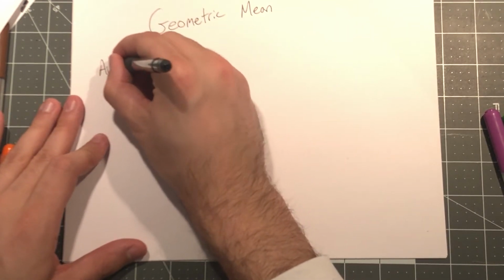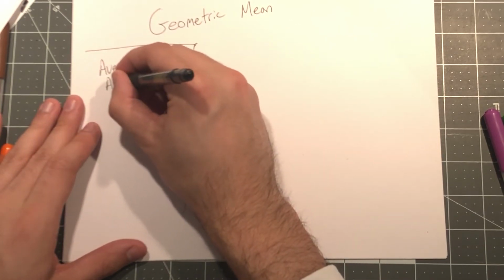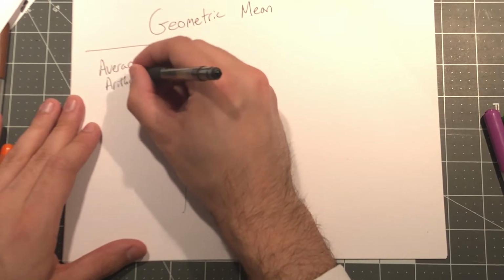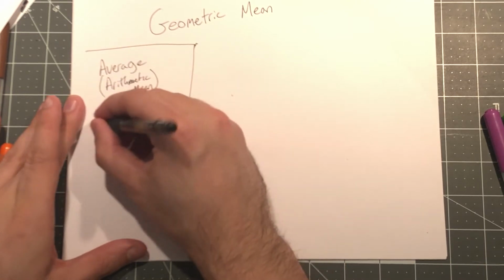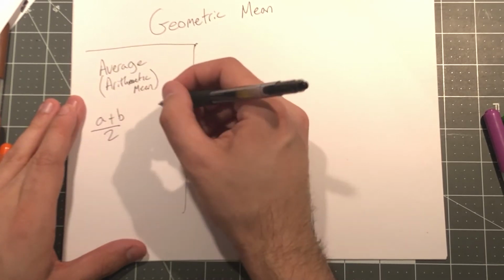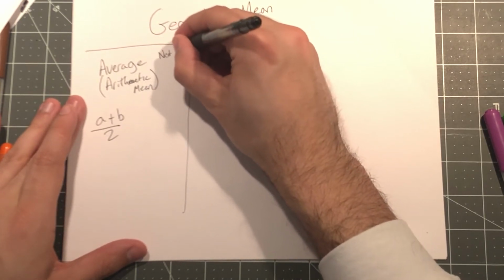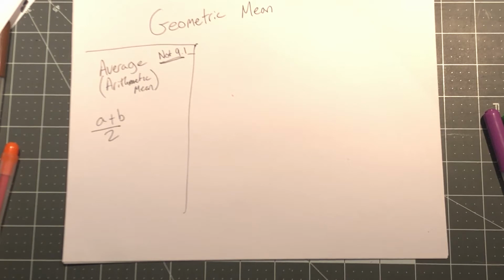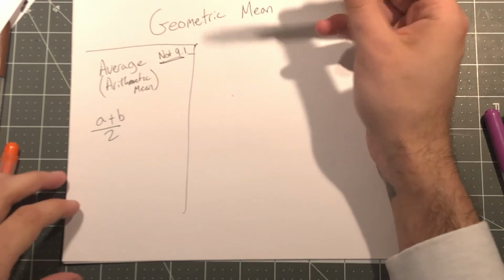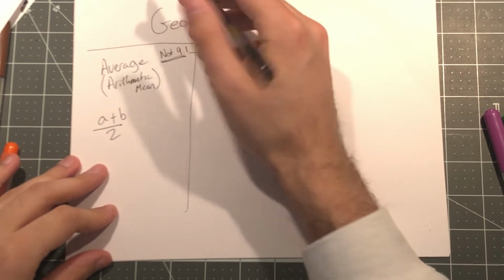When we've talked about the average before, that's actually the arithmetic mean. And that was where we take two numbers, we add them together and divide by 2. That's not what we're doing in 9.1. So, we are not using that one in 9.1. We're using the geometric mean, which is similar.